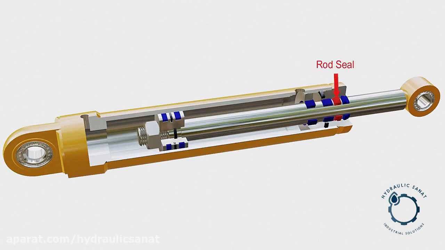A rod seal prevents the fluid from escaping the chamber. A buffer seal protects the main seal during peak pressures. A head static seal is used to seal the interface between cylinder head and cylinder barrel.